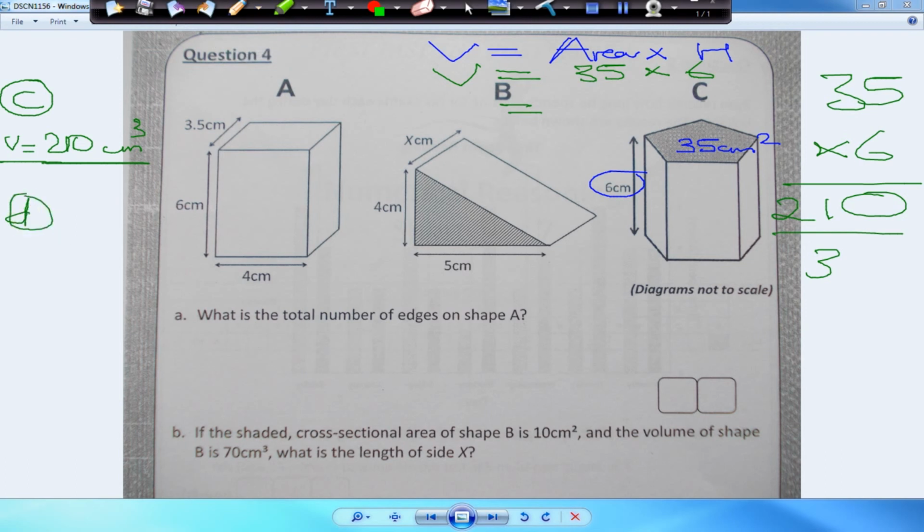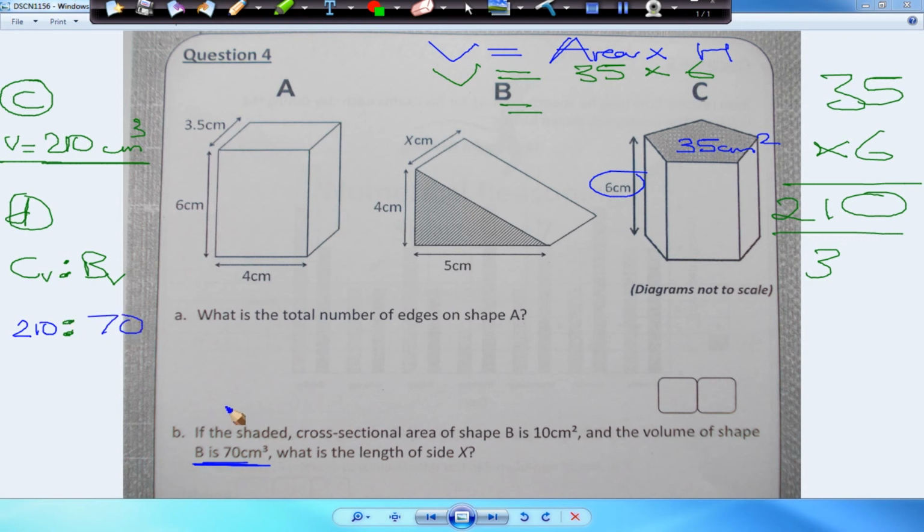Question D. What is the ratio of the volume of shape C to shape B? So C to B. And we're looking at volume of C to volume of B. Right. Folks, can you remind me what the volume of C is? The volume of C is what? 210. And what's the volume of B? We said earlier, so I can't see it now. What was the volume of B, folks? Volume of B is 70. Okay, in question B it says the volume of shape B is 70. So put 70 over here.